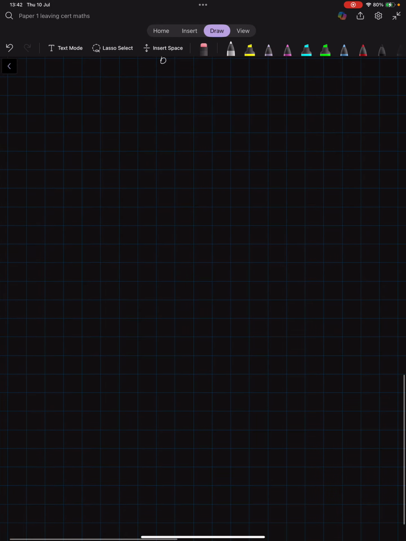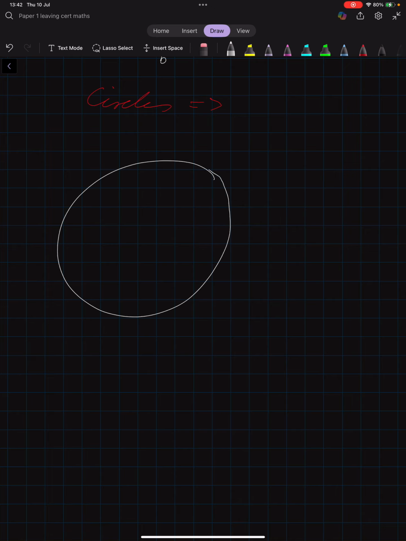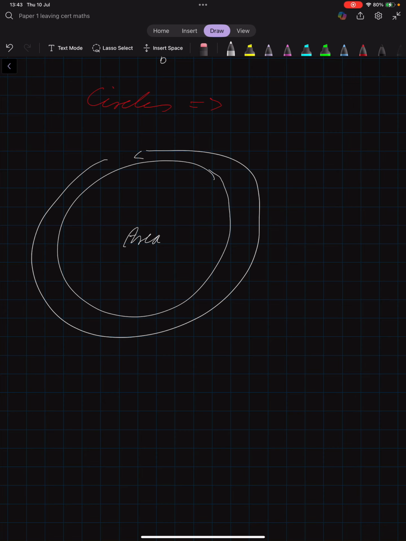Now, the most important one of these is circles. The circumference of a circle is this length. So how long does it take to go all the way around? The circumference and the perimeter are the same thing for a circle. And then the area is just this.